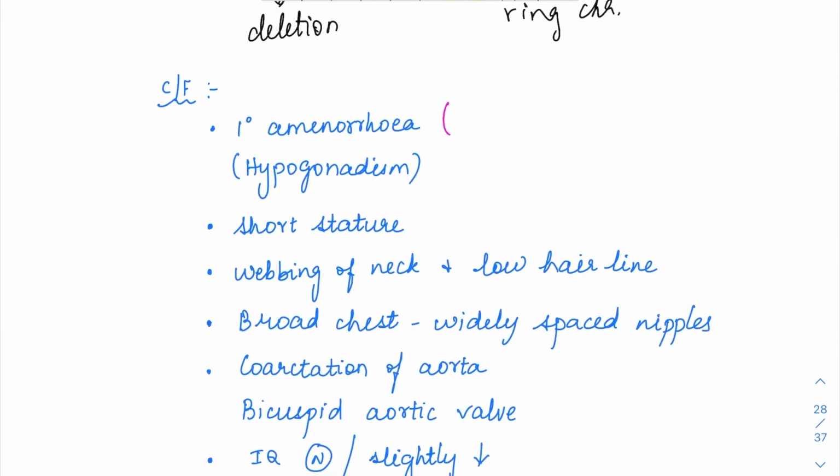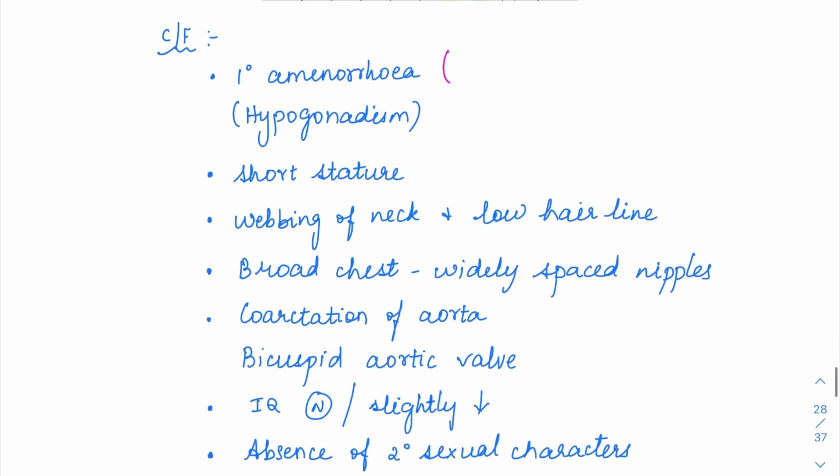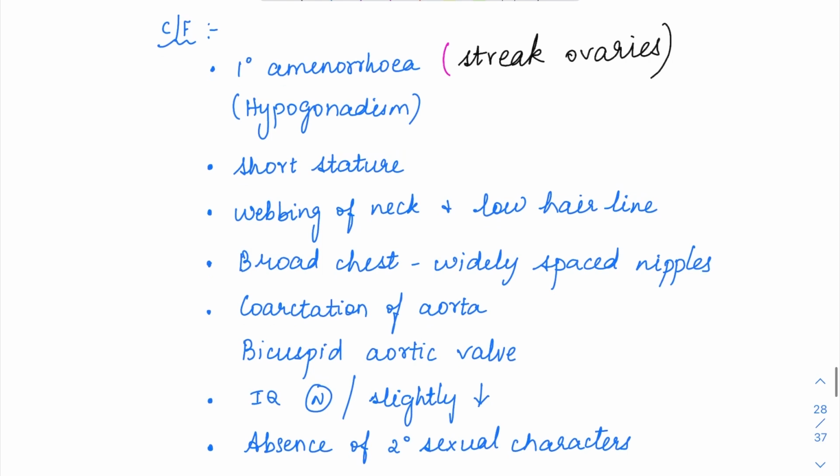Clinical features: Turner syndrome patients usually present with primary amenorrhea. They must have not attained puberty, and they'll have hypogonadism. Along with that, they'll have absence of secondary sexual characters at puberty. Because of this primary amenorrhea, the ovaries are going to appear just like a streak. Okay, just like a streak. So they are called streak ovaries.